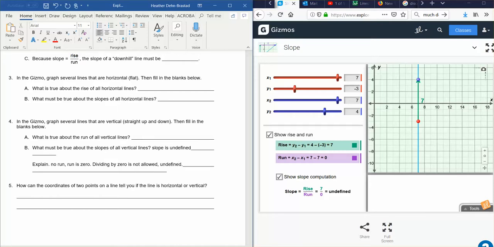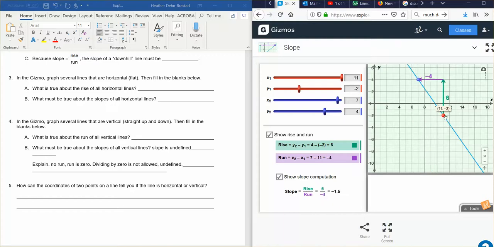Number 5 says, how can the coordinates of 2 points on a line tell you if the line is horizontal or vertical? I didn't even look at the coordinates, but look here. The coordinate of the blue point is 7, 4. The coordinate of the red point is 7, -3. What if I make a different vertical line? Do the x-coordinates match still? Now I have another vertical line. My x-coordinates are 11 and 11. So that might tell you what's true in a vertical line about the coordinates.